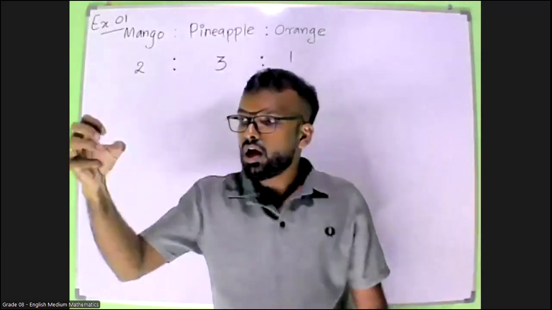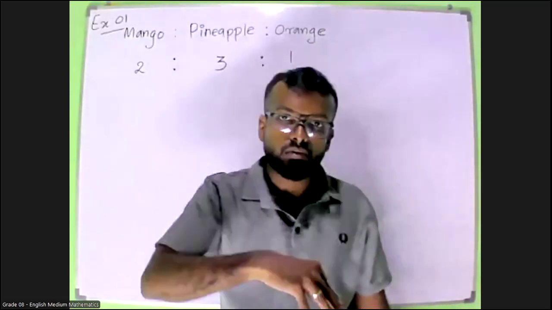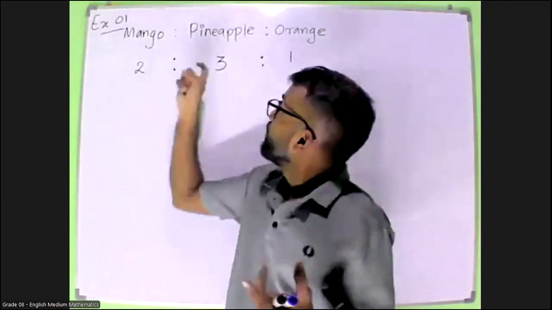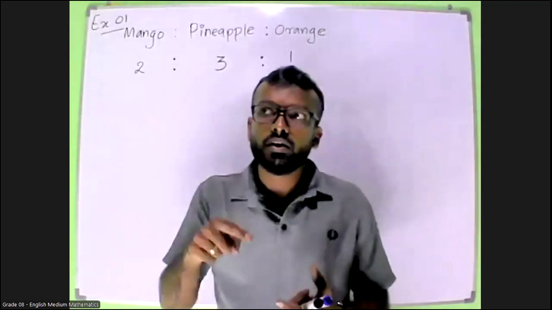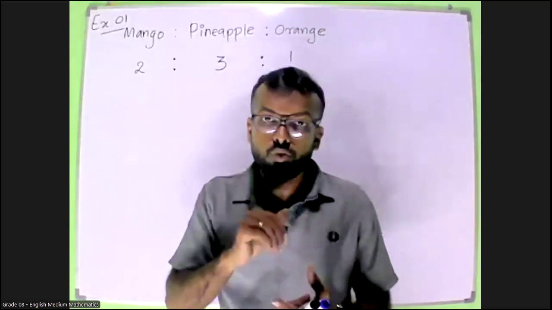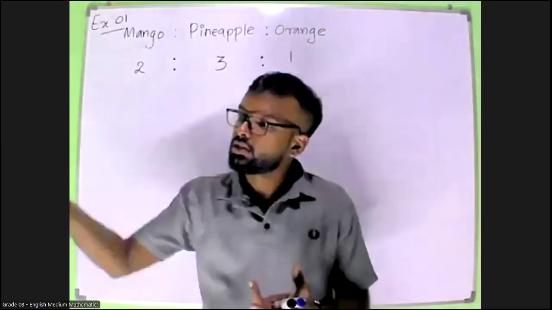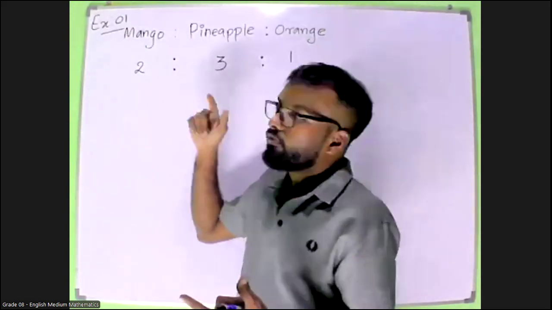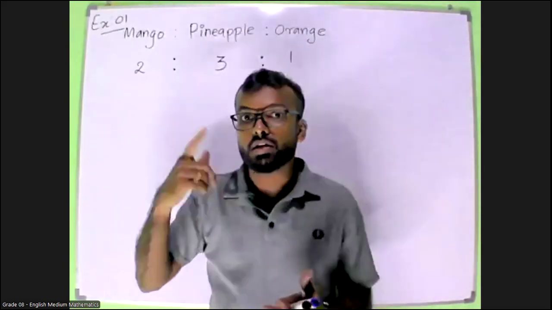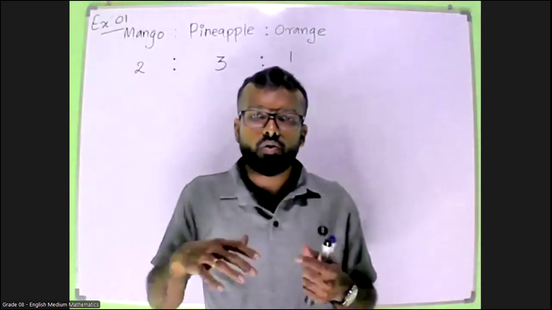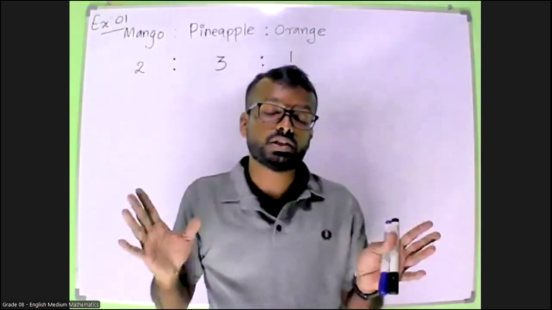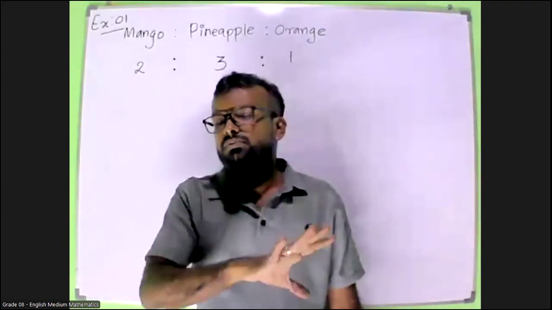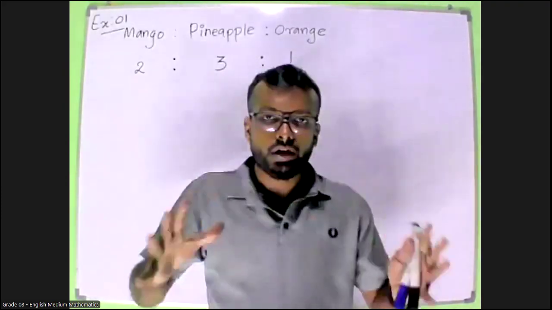Also mixing together. I will put 2 putting into the mixture. Then I will put 3 from pineapples. Then it will make 2 plus 3, 5. And orange one only. I am putting one only. 2, 3, 5. 5 plus 1, 6. So all the parts, 6 parts. 2 plus 3, 5, 5 plus 1, 6 parts have been mixed now, right?